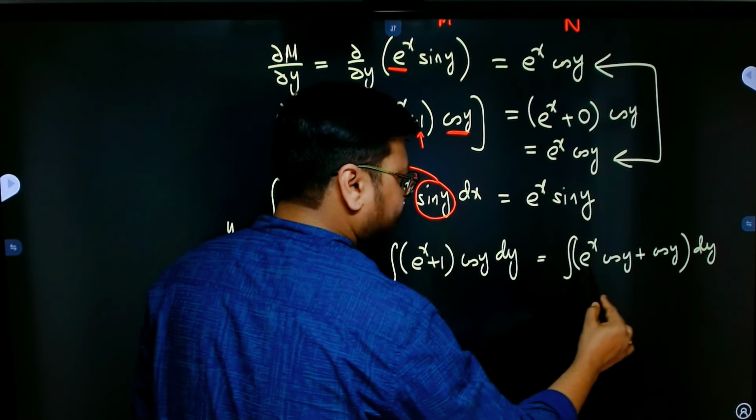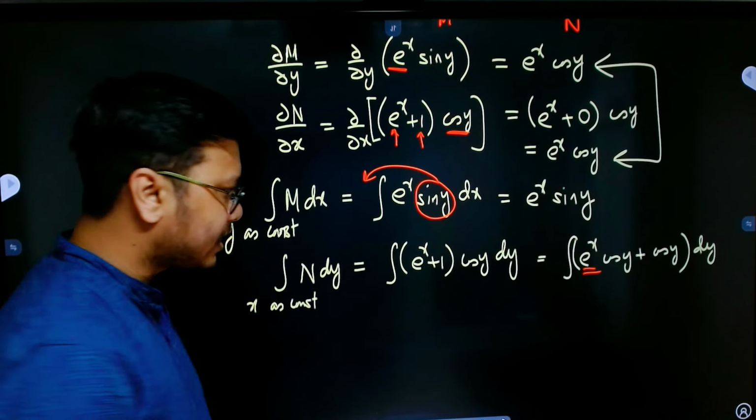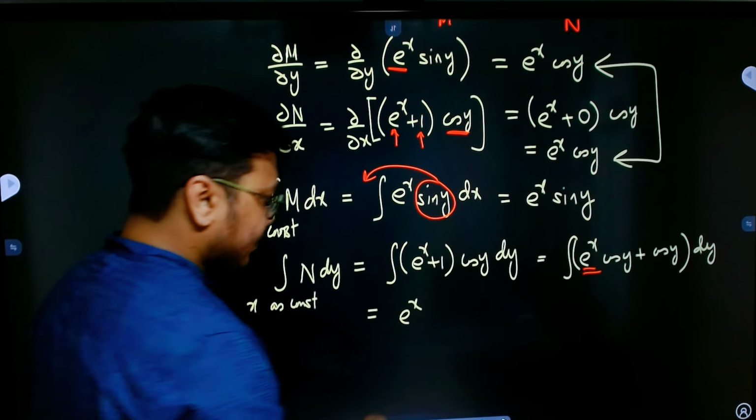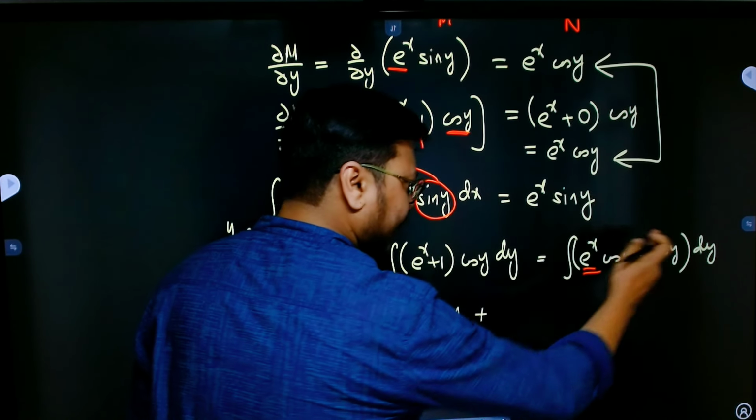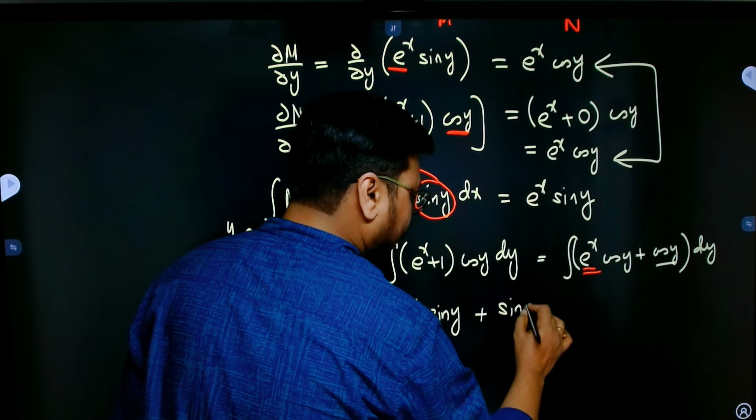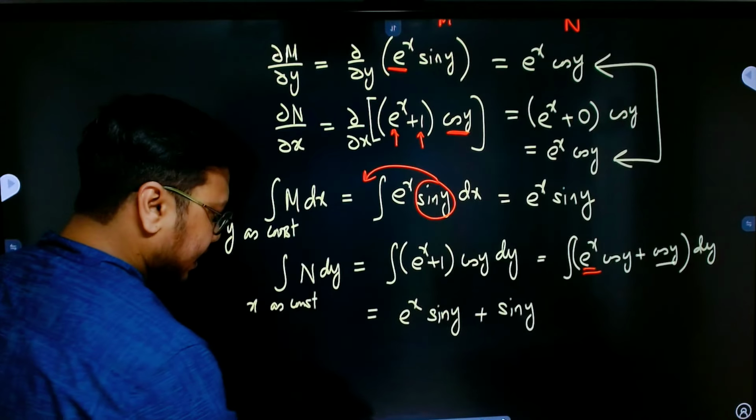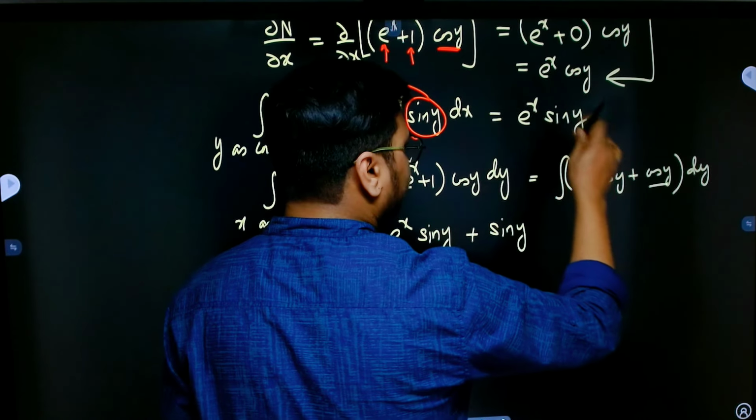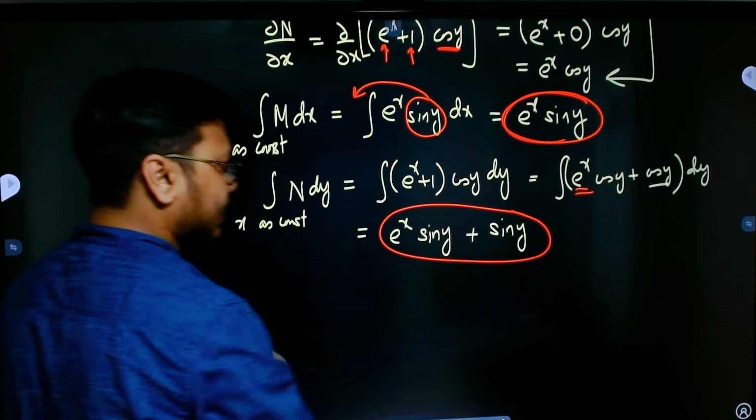Right, so e to the power x is constant, so for the first case e to the power x goes outside and I have integration of cos y, that would be sine y, and again integration of cos y, that will be sine y, plus, and no constant right now, we'll add the constant right at the end. So now if I combine these two things, okay, so we have got this as one part of the answer and this has one part of the answer.